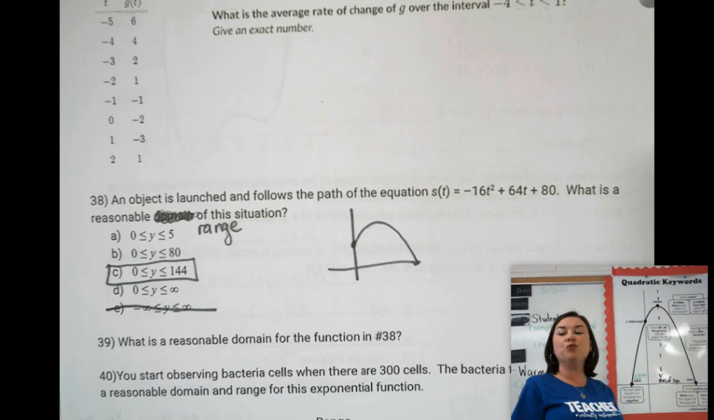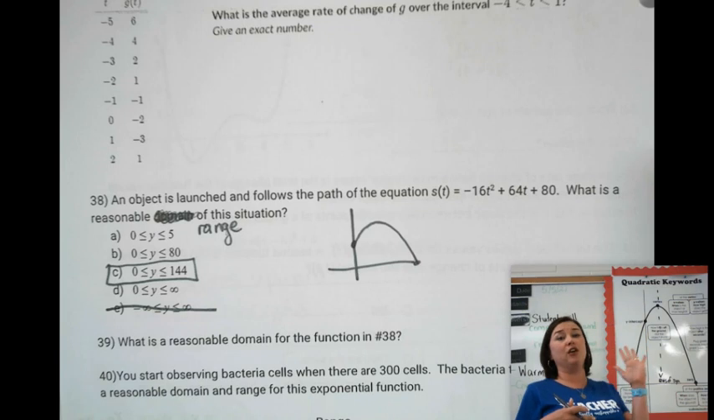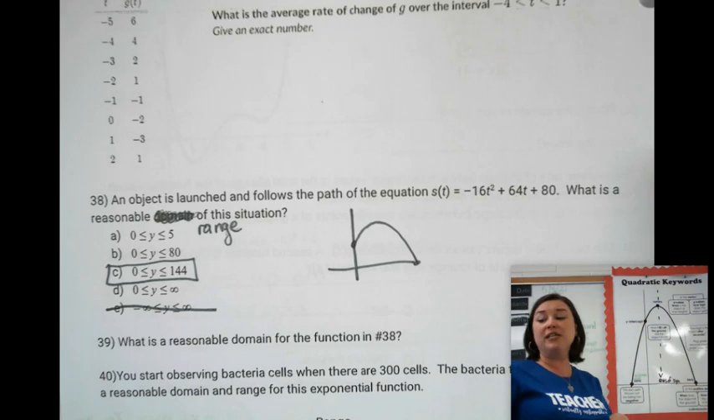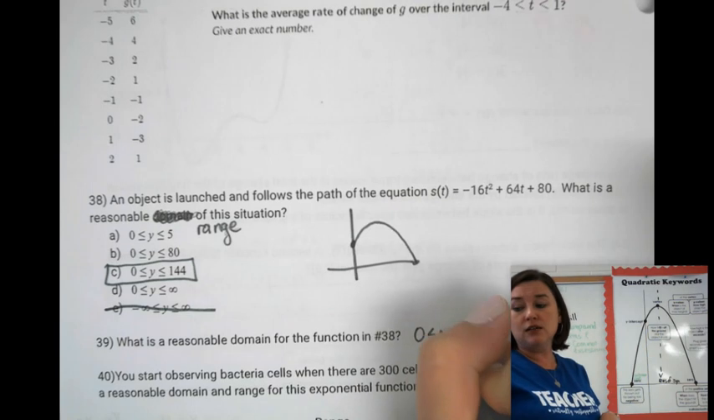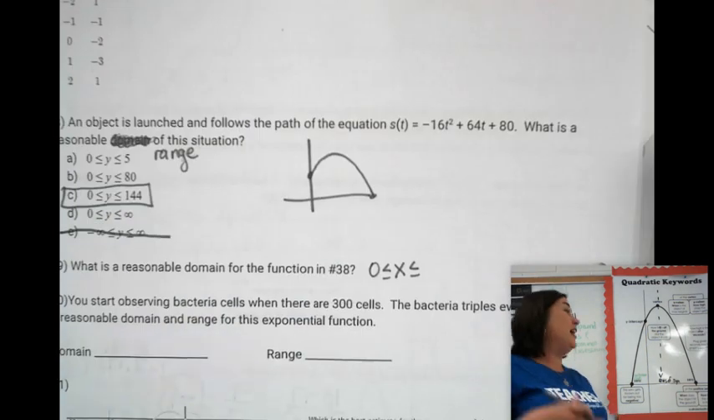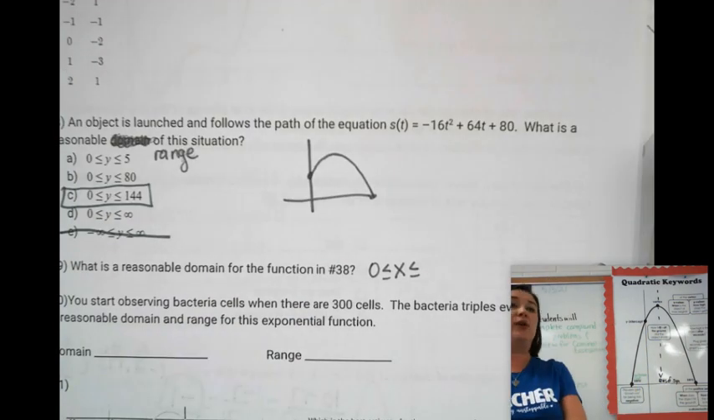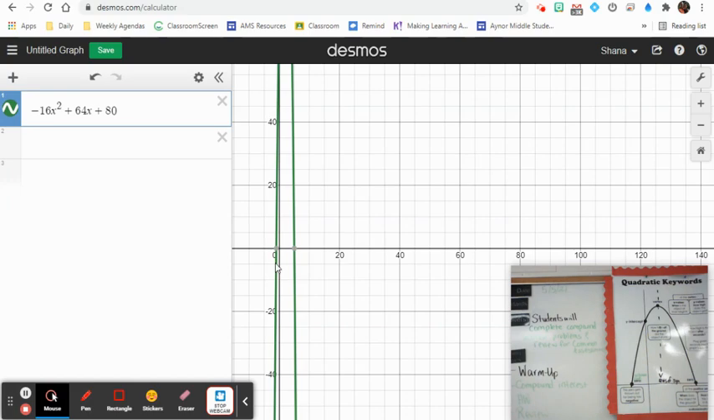But then it says what's a reasonable domain, and that's your x's left to right. Well, we don't care about before time starts, right? So our x value is going to be 0. And then how do we find the farthest right point? The other x-intercept. So when I go back to Desmos, the x-intercept happened at 5. So our reasonable domain is from 0 to 5 because we only care about that first quadrant for something that's being launched.